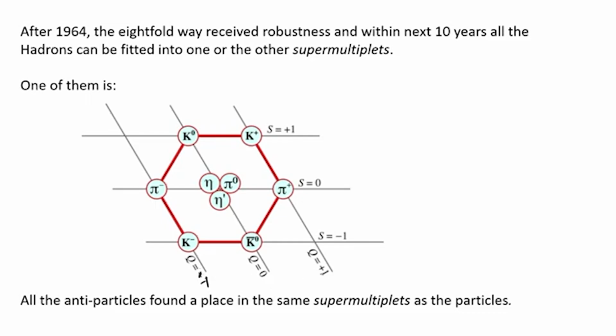So, Q equal to 0 and Q equal to +1, and the strangeness are also indicated. All these particles and also the antiparticles, it is not only the particles, the antiparticles also have been accommodated in these supermultiplets, and there are many of them. I just show one of them here, and basically the classification of the elementary particles was complete by 1964.